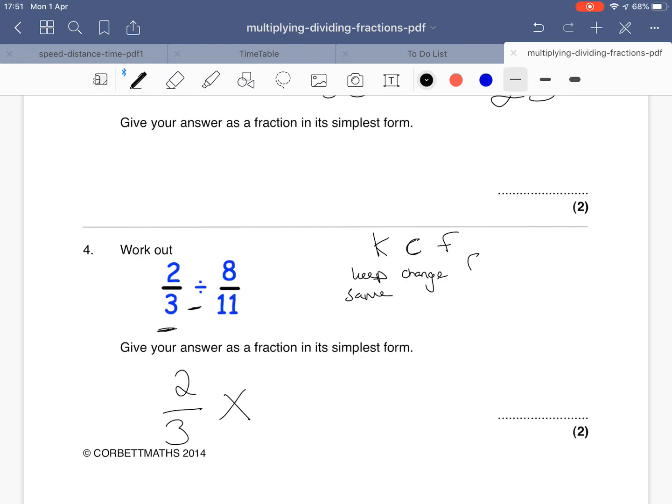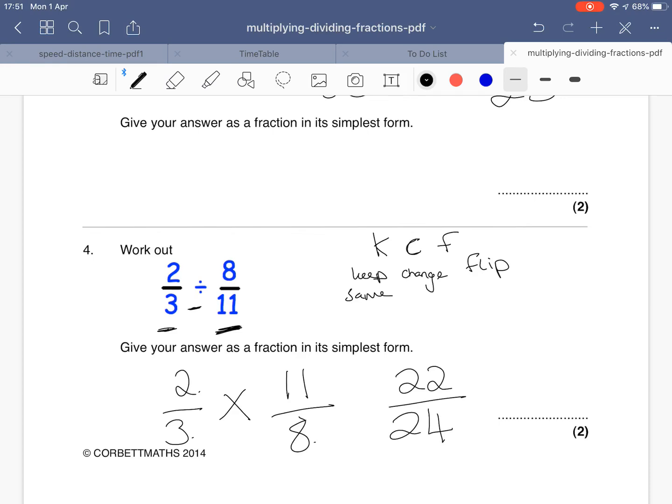And the F stands for flip. So we need to flip this fraction. Flipping a fraction is called the reciprocal. So I want the reciprocal of 8/11, which is 11/8. So I just flip it around. And now just times like normal. So I can do the 2 times the 11, which is 22, and the 3 times the 8, which is 24.